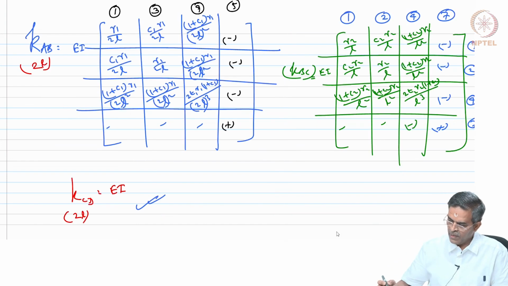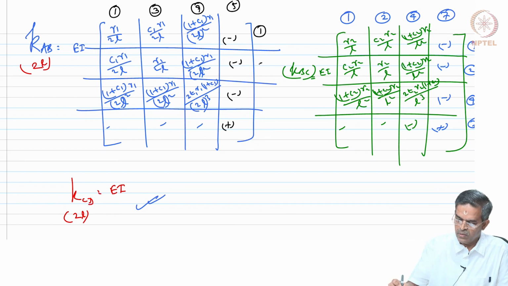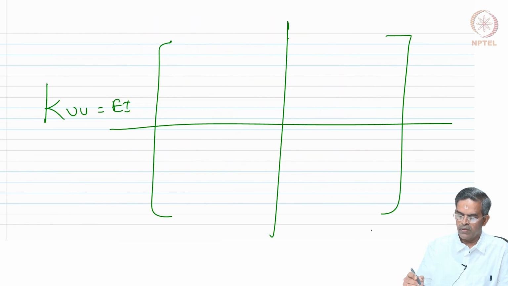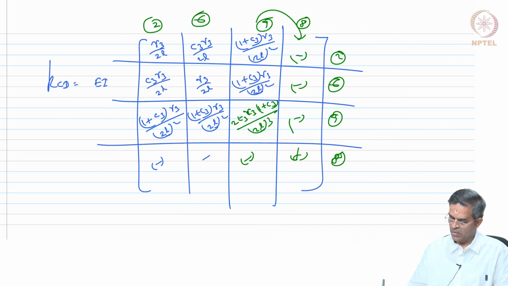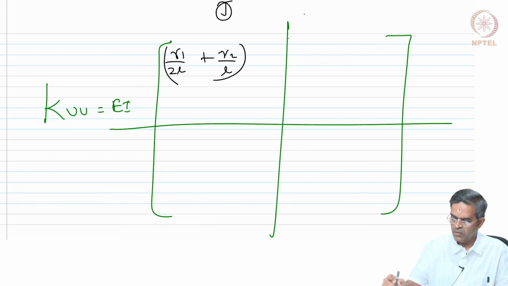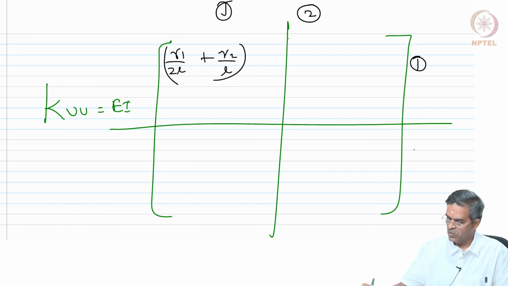So, let us say for example, it should be 1, 3, 9 and 5. So, I am looking for 1, 1. So, I should get this and this. So, R1 by 2L plus R2 by L. R1 by 2L plus R2 by L. 1, 2 and 1 and 2.